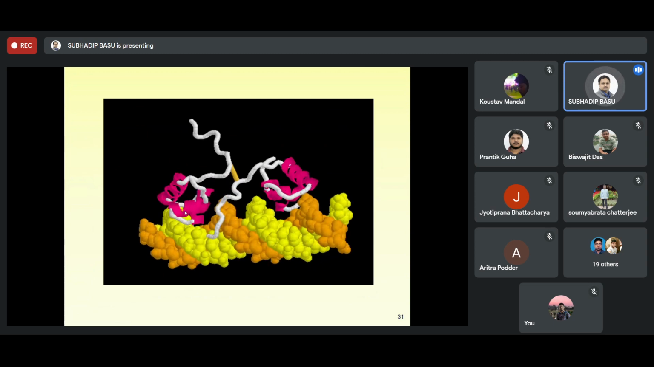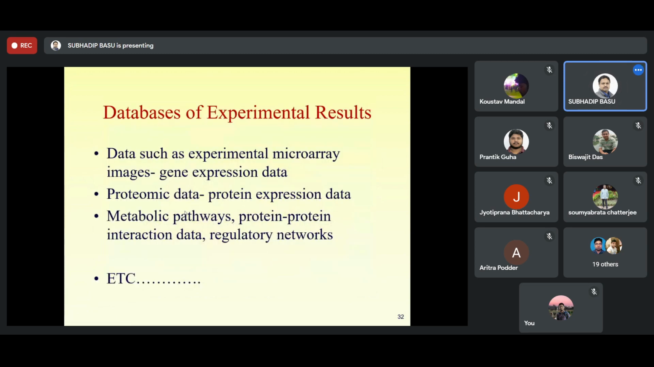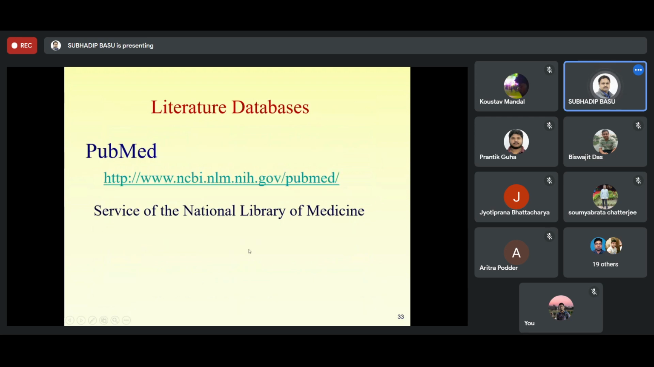So we'll come back to those segments later. But in general, there are different types of, right now we are discussing databases. So there are different types of databases of experimental results, for example, microarray data analysis, proteomic expression data, then metabolic pathways, protein-protein interaction data, regulatory network, and a lot more.